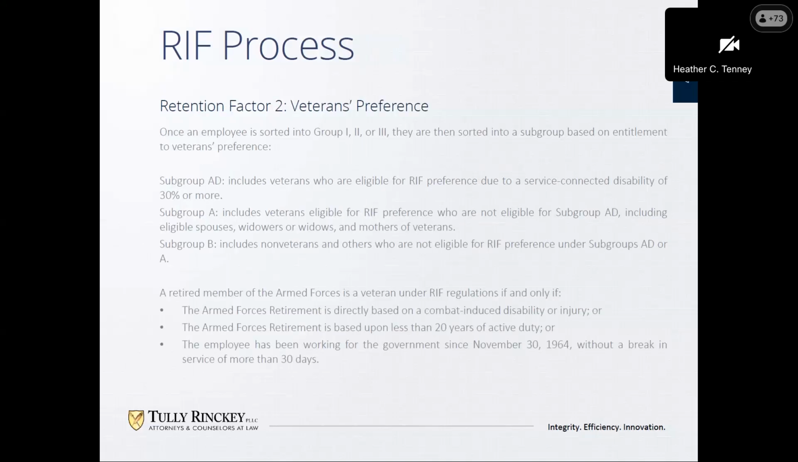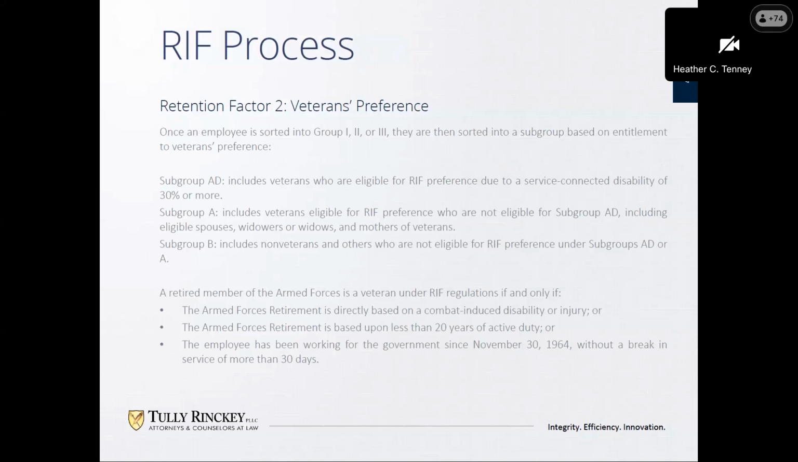So factor two is veterans' preference. Once an employee is sorted into group one, group two, or group three, they are then sorted into a subgroup based on entitlement to veterans' preference. Subgroup AD includes veterans who are eligible for RIF preference due to a service-connected disability of 30% or more. Subgroup A includes veterans eligible for RIF preference who are not eligible for subgroup AD, including eligible spouses, widowers and widows, and mothers of veterans.